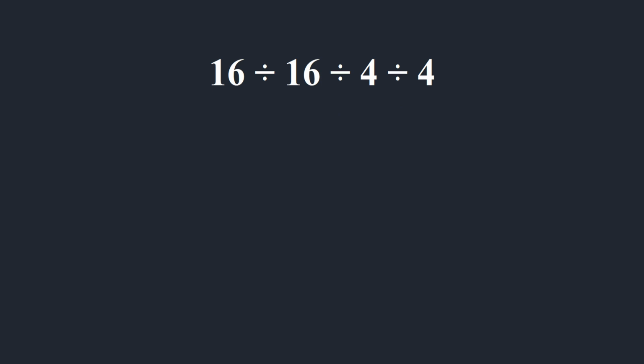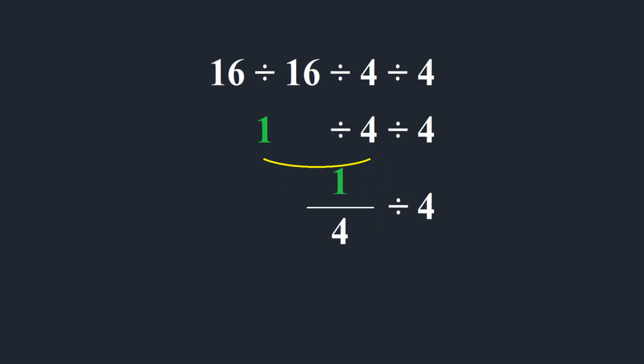So we have first this division, 16 divided by 16 equals 1. So we have 1 divided by 4 divided by 4, and we can write this part as 1 over 4 divided by 4. So we must keep the first fraction 1 over 4 and change division to multiplication times, then flip the second fraction 1 over 4 which equals 1 over 16, and this is our final answer for this problem.